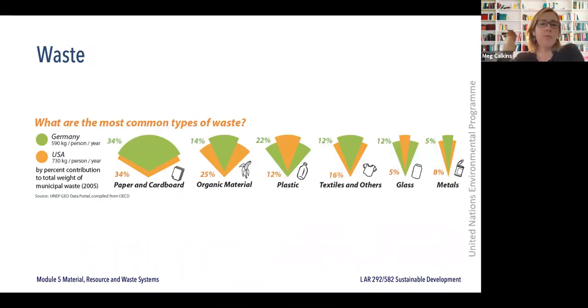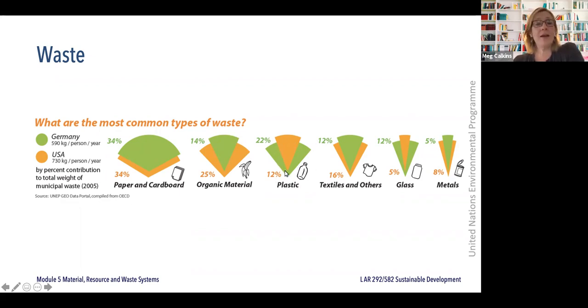So let's look at how our waste is characterized. This is from the United Nations Environmental Program, showing the percentages of waste in the US, which is the orange colors, and in Germany. Similar amount of paper and cardboard waste. Germany has far less organic waste. So they either do a better job of grocery shopping and don't waste all of the food that we in the US waste, or they do a better job of composting.